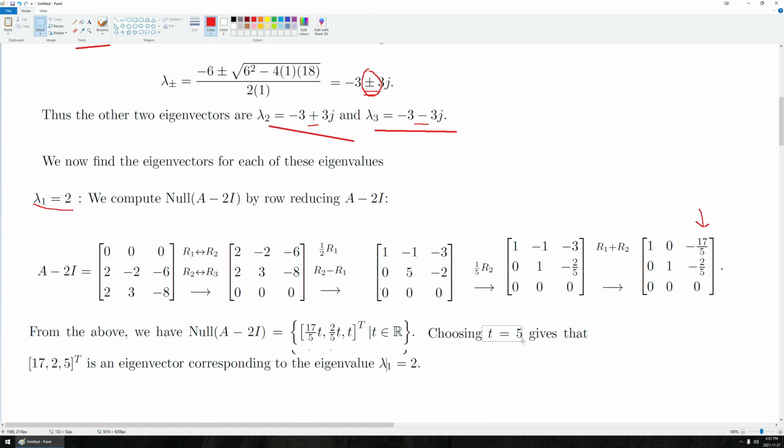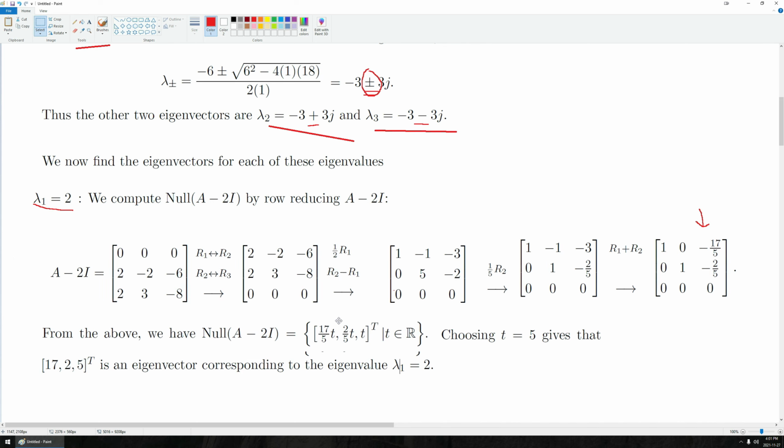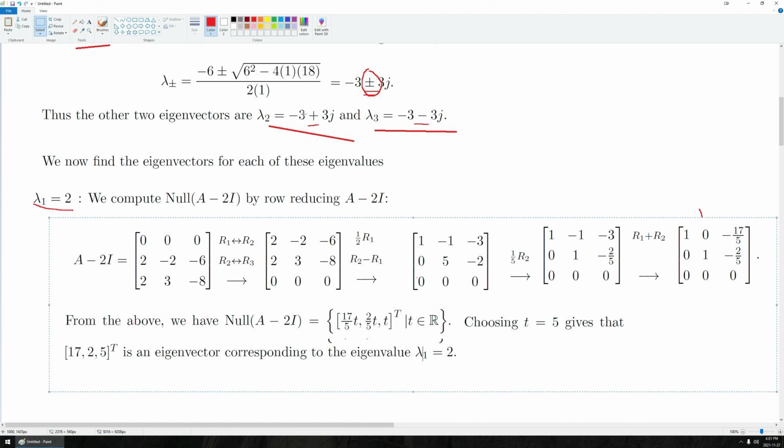You could have picked any other value of t other than 0, and you get a valid eigenvector. Okay, so next up, I need to compute the eigenvectors that correspond to my eigenvalues of negative 3 plus 3j and negative 3 minus 3j.